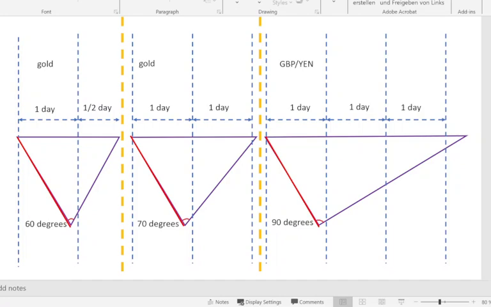I have only been regarding gold and GBP yen, but if you would like to make further analysis, I'd be happy to know about it. It would be really interesting if we could create a database about this research.